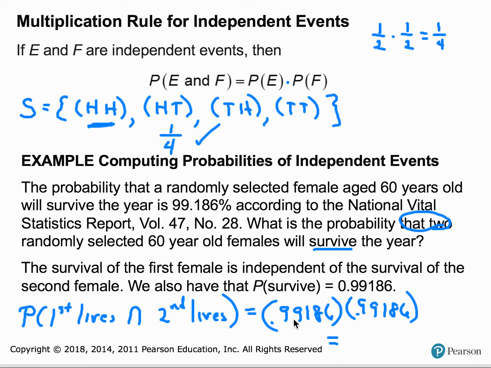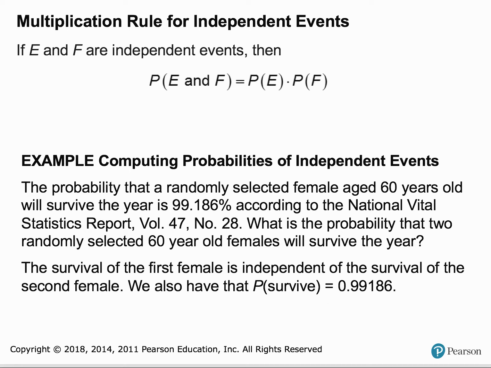Notice you could just say 0.99186 squared. And as I put that in my calculator, that is what I'm going to say. So 0.9838, rounded to 4 decimal places. If you have 2 independent events, you just multiply each individual event to find the probability of both of them happening.